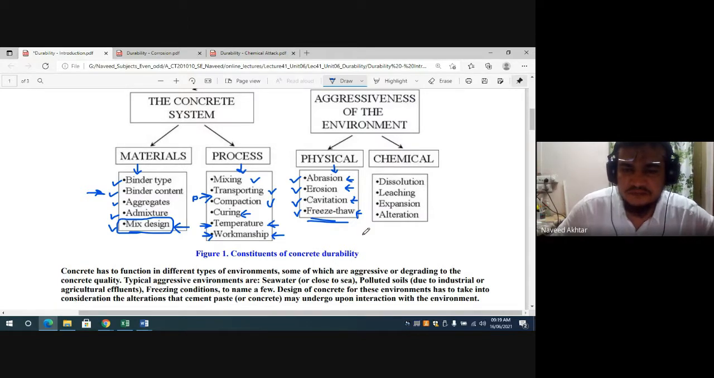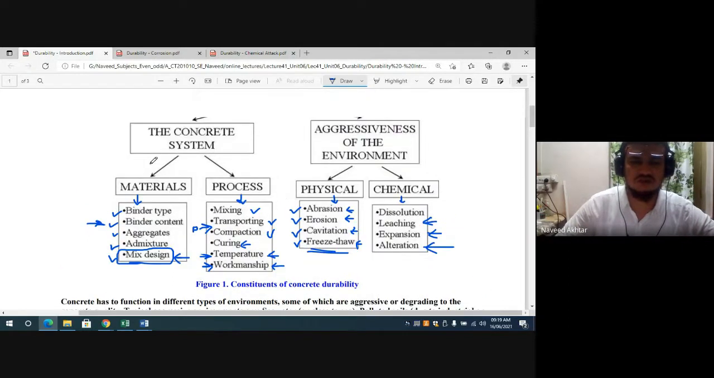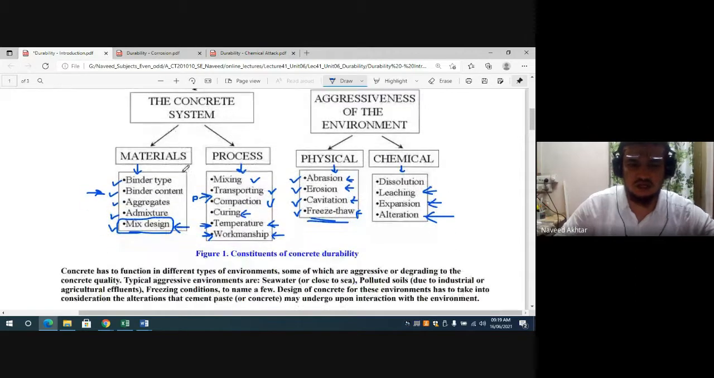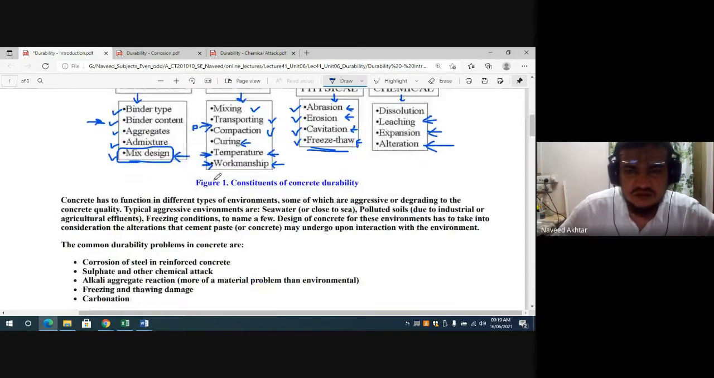That will deteriorate the concrete. Now, chemical action means dissolution and leaching of the concrete, expansion of the concrete, and possibly spalling of the concrete. Expansion may be very harmful, and alteration in the concrete is due to the chemical aggressiveness of your environment. That is all about the durability of your concrete.